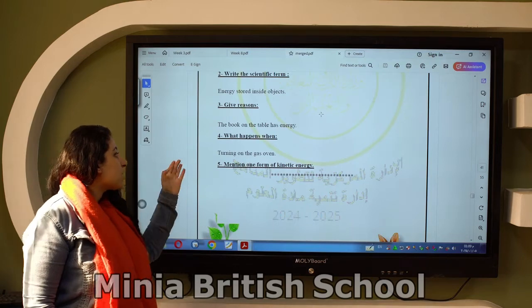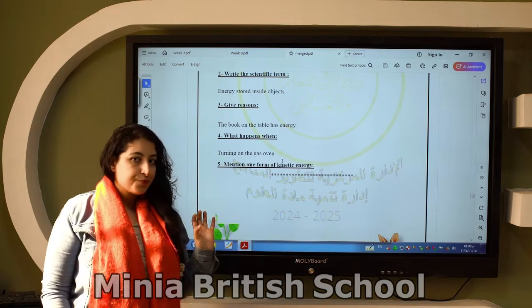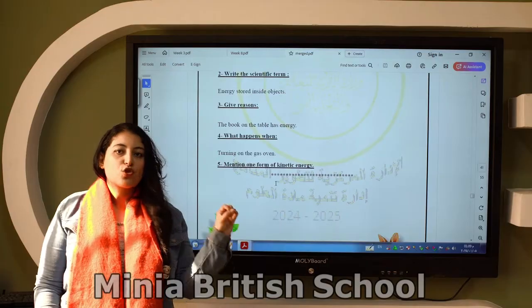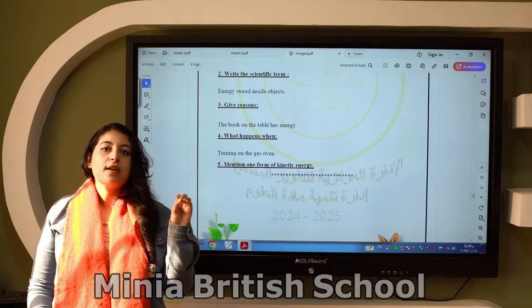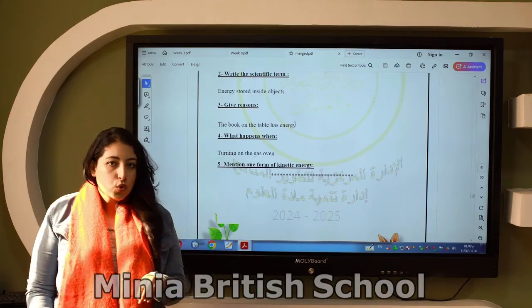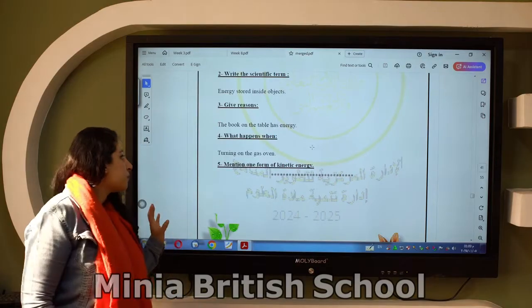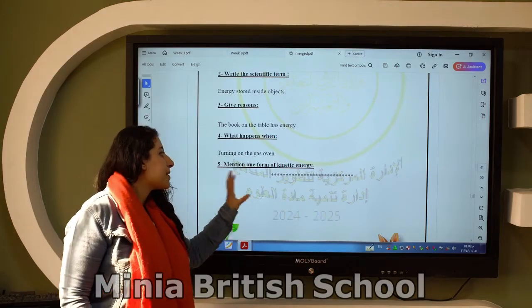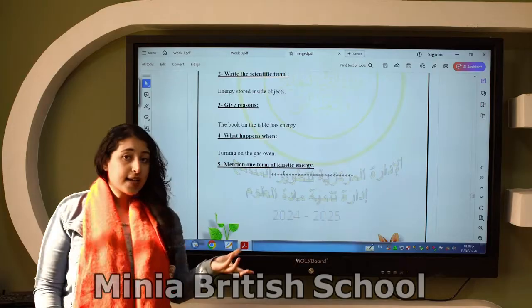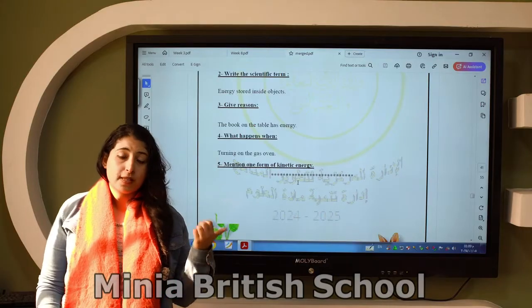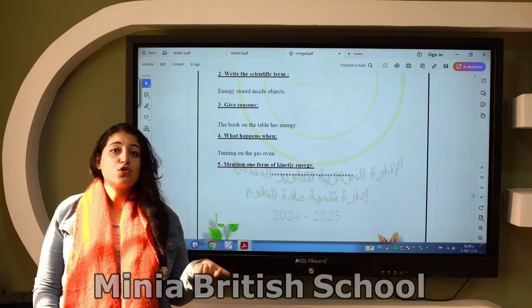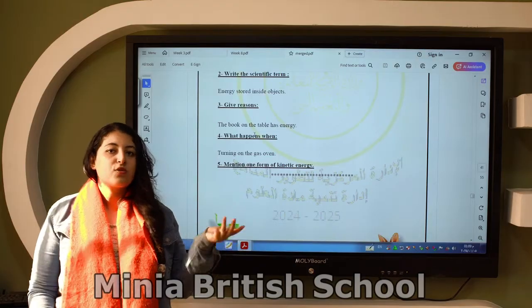What happens when turning on the gas oven? The chemical energy in natural gas changes or transforms into thermal energy. Mention one form of kinetic energy. Like what? Kinetic energy has 4 forms. I can say sound energy, light energy, thermal energy, and electric energy.